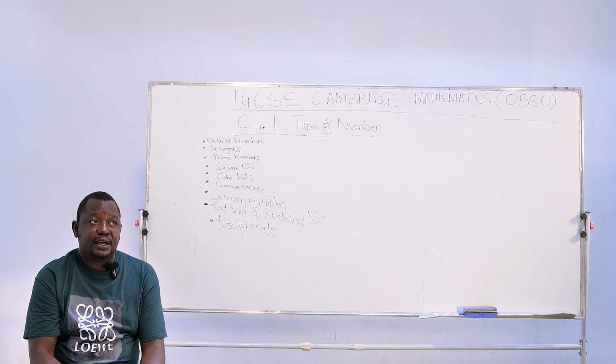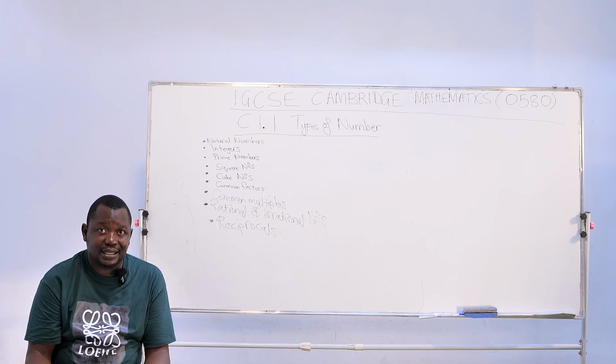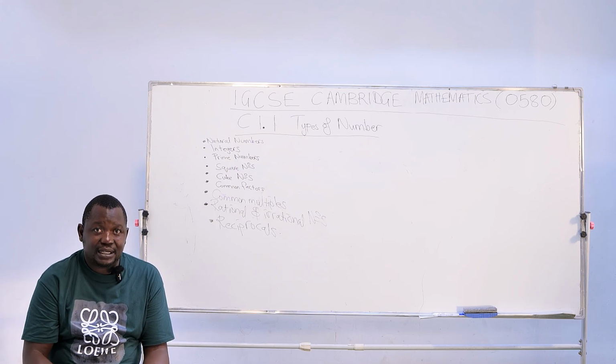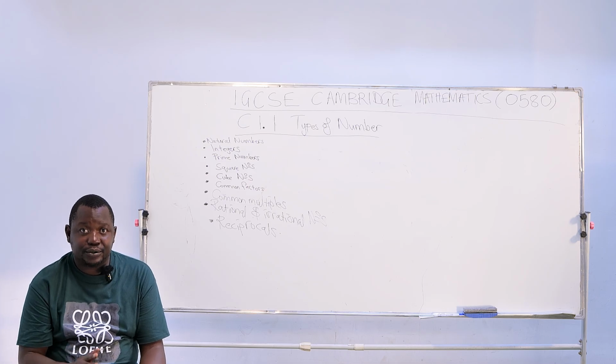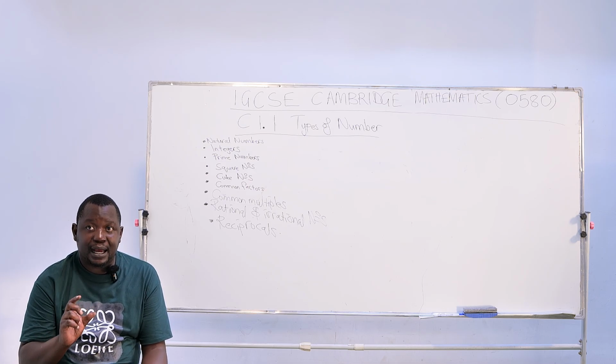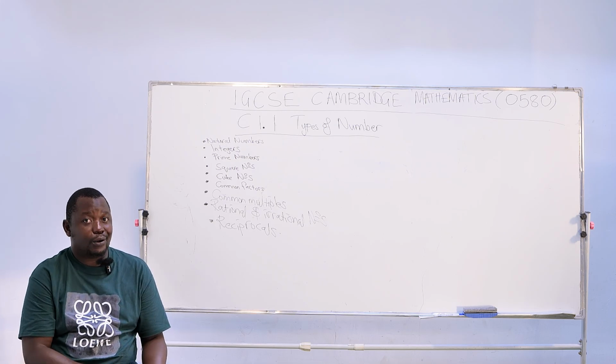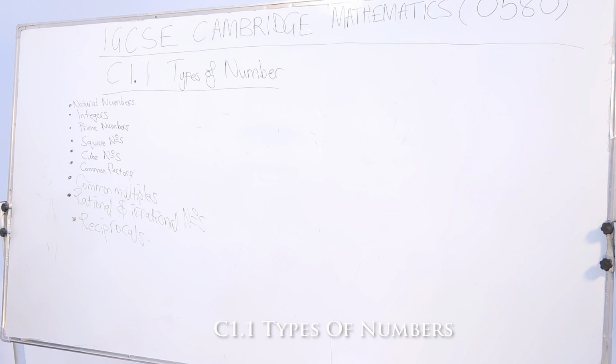So we're going to be having a series of lectures on the whole IGCSE syllabus. Once we're done, we're going to go to the AS, and then we're going to go to the A2. And we're going to be moving part by part. And in this specific video, we're going to be focusing on C1.1 in the Cambridge syllabus. And this concept is called types of number, all right?